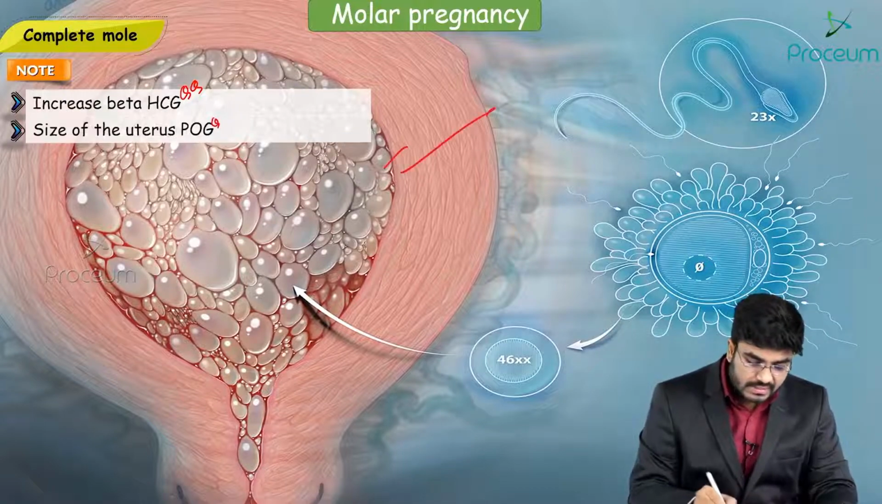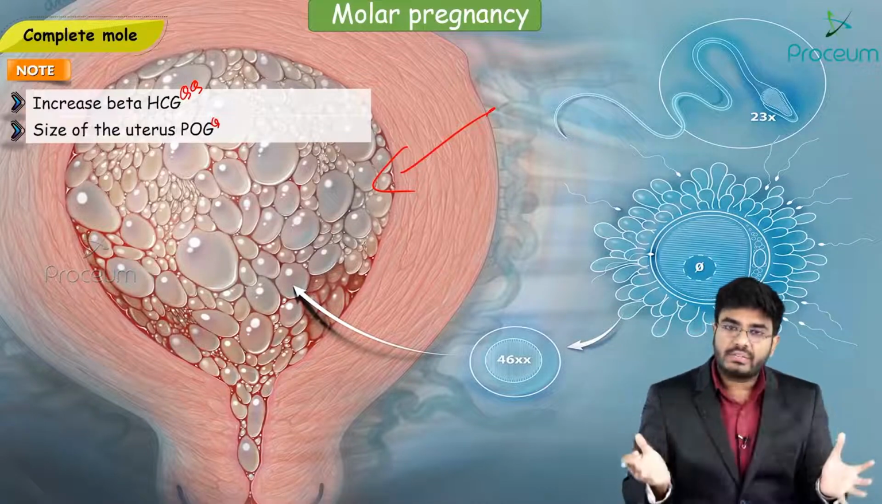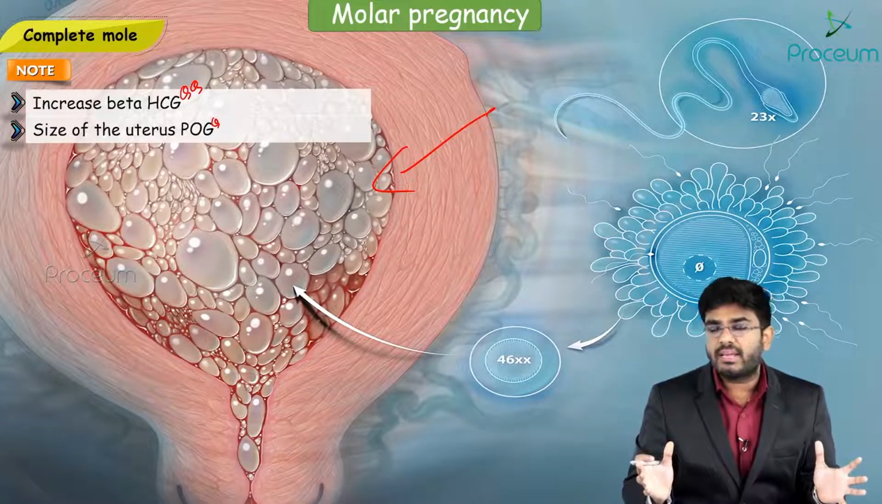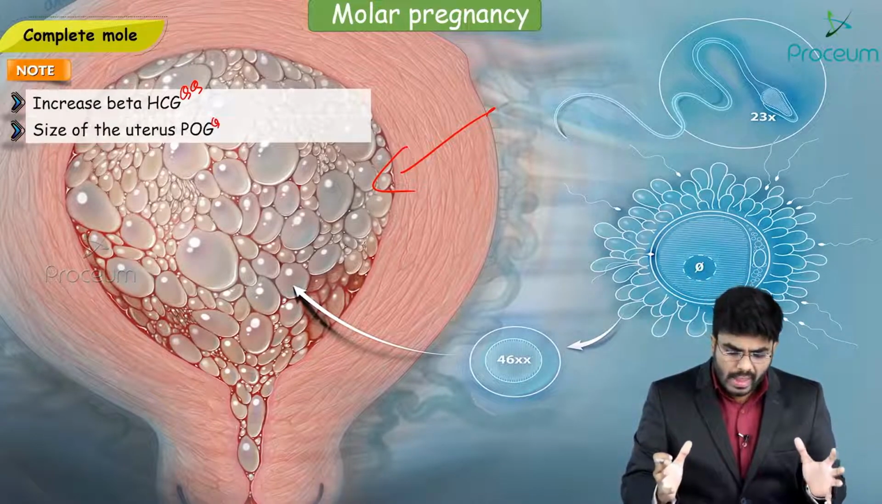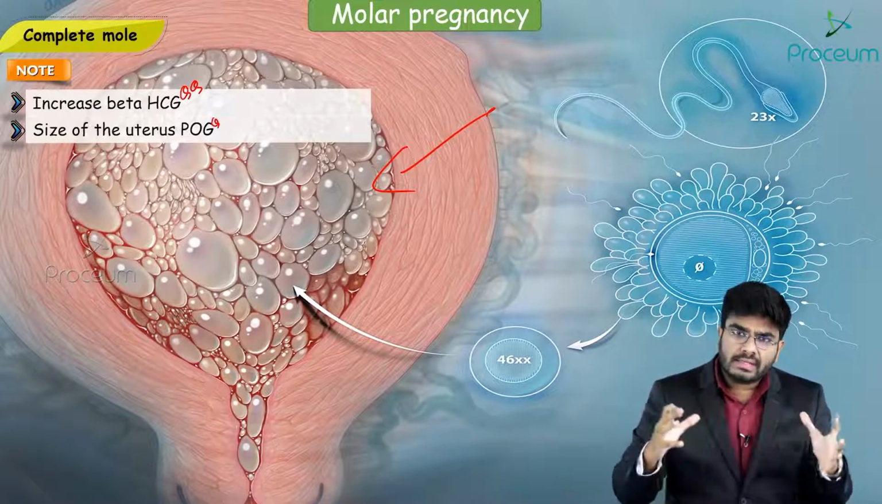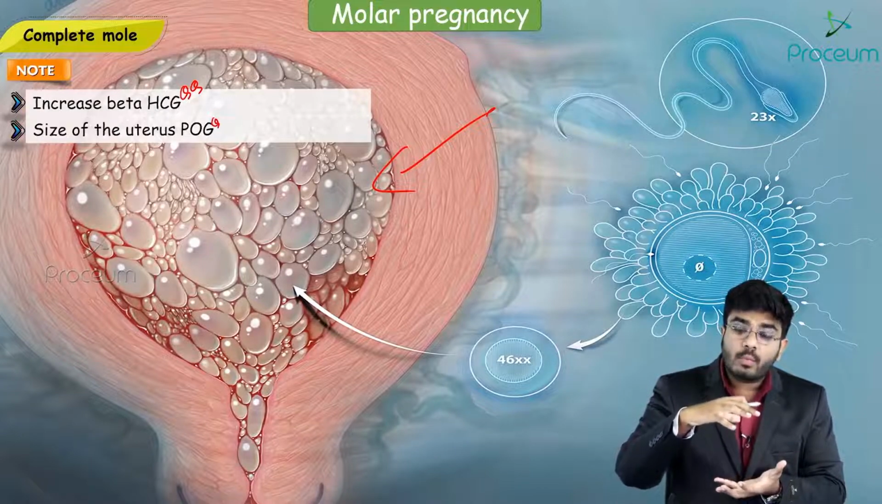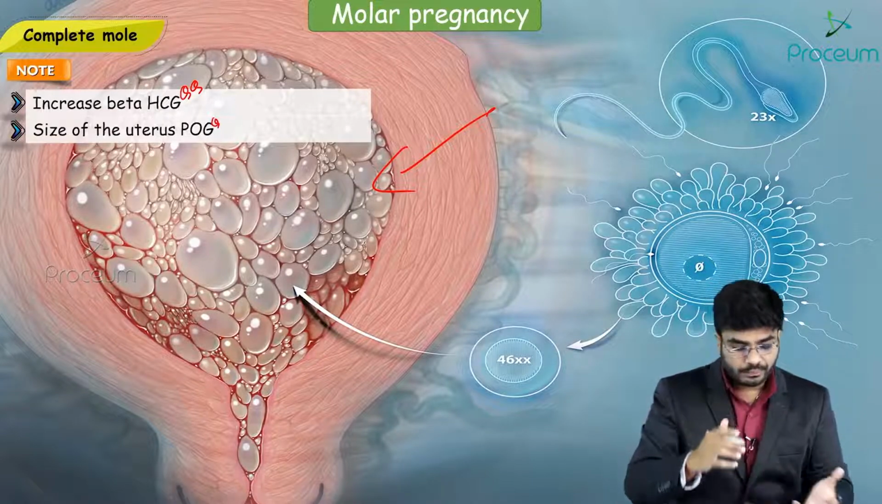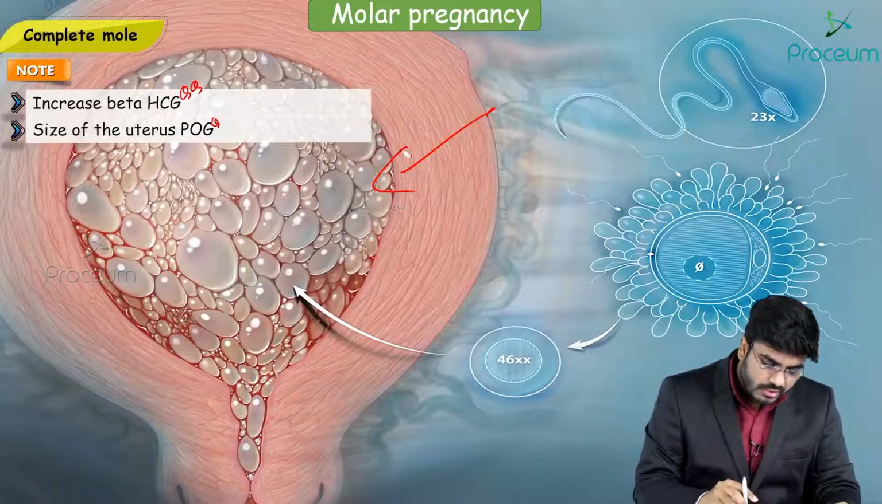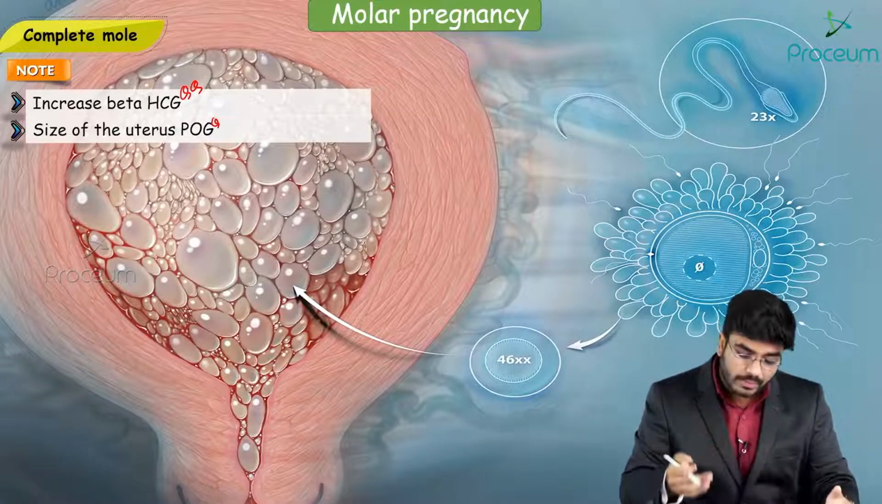Now you can clearly see here that the entire uterine cavity is filled with these grape-like vesicles. As it is proliferating too much, the uterine size is more than the period of gestation. The size of the uterus does not correspond to the period of gestation; it is more than the period of gestation.